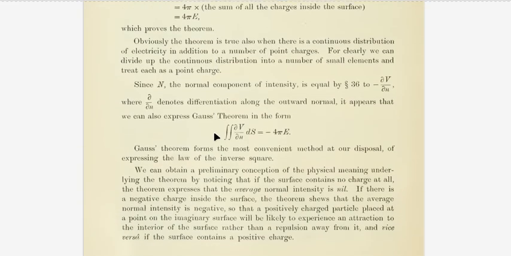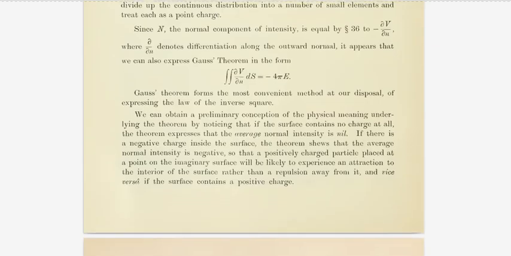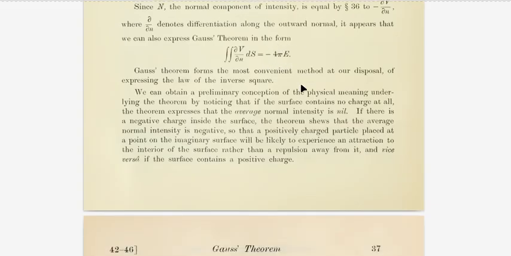Obviously, the theorem is true also when there is a continuous distribution of electricity in addition to a number of point charges. For clearly we can divide up the continuous distribution into a number of small elements and treat each as a point charge. Since N, the normal component of intensity, is equal by paragraph 36 to minus ∂V/∂n, where ∂/∂n denotes differentiation along the outward normal, it appears that we can also express Gauss' theorem in the form: the surface integral of ∂V/∂n ds equals minus 4π times E. Gauss' theorem forms the most convenient method at our disposal of expressing the law of the inverse square.